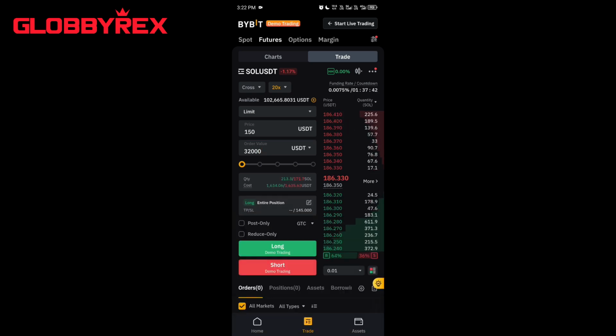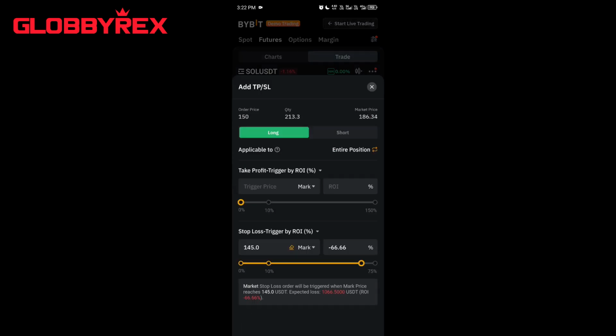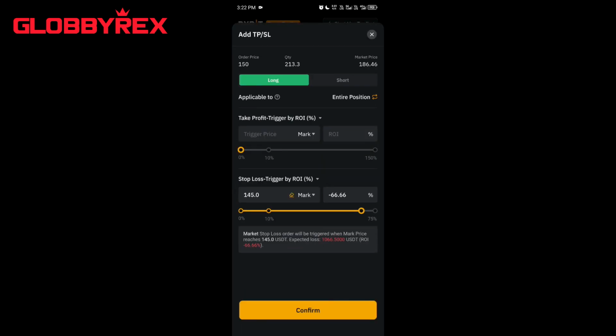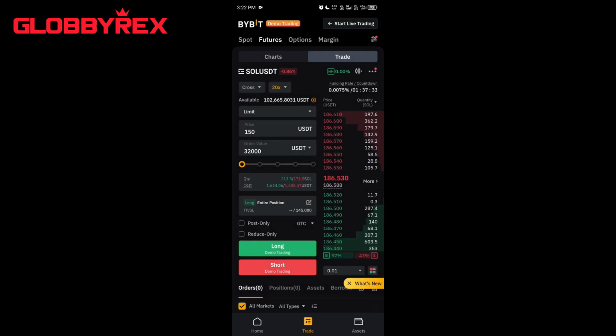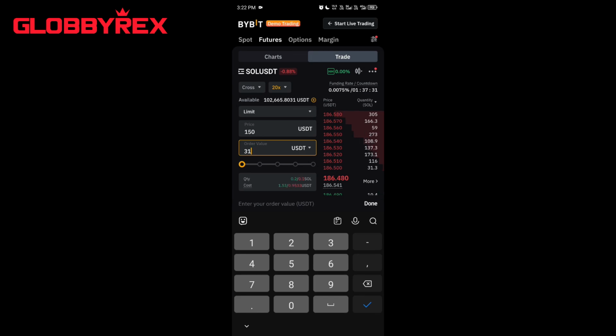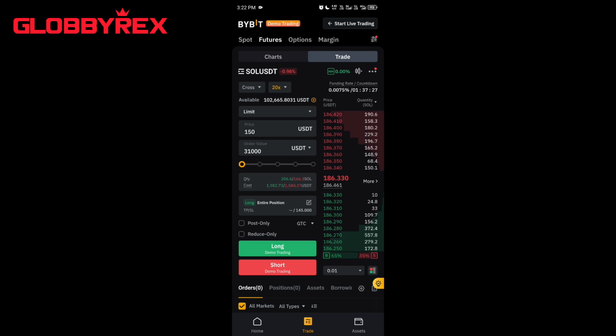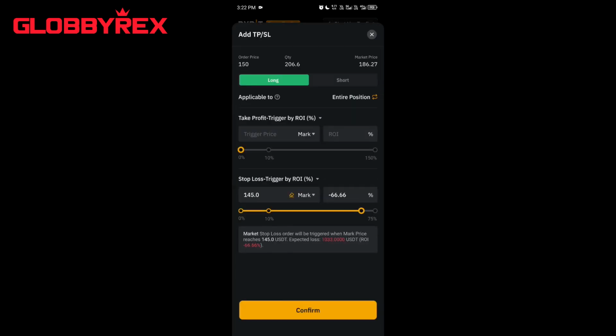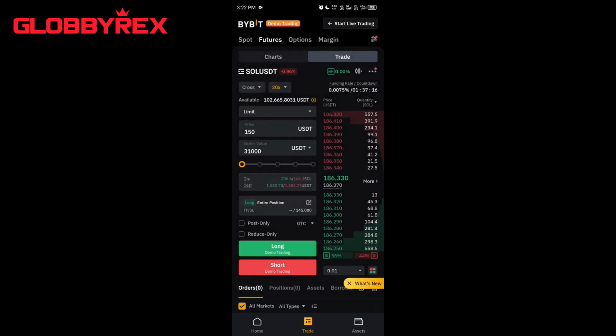So 1.6, still much. We want to make it 1%. 31. So now the position size is 1,582. You can see it in the cost there. And my risk per trade, expected loss, is 1,033. Still much. I need it under 1k.